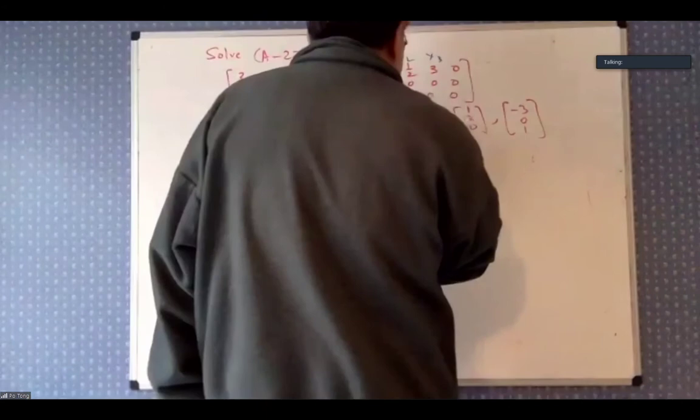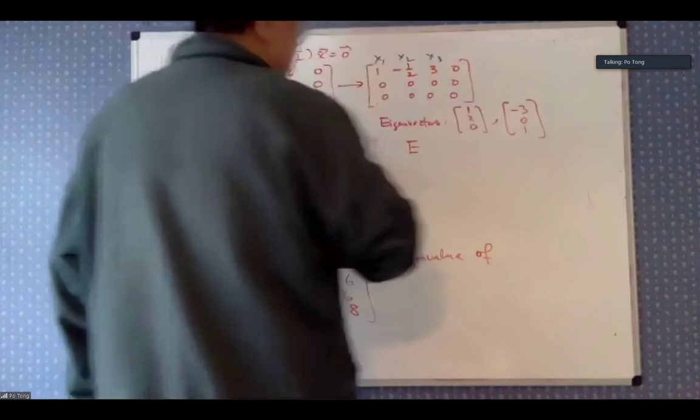So the eigenspace for lambda equal to 2 is the span of both of these.